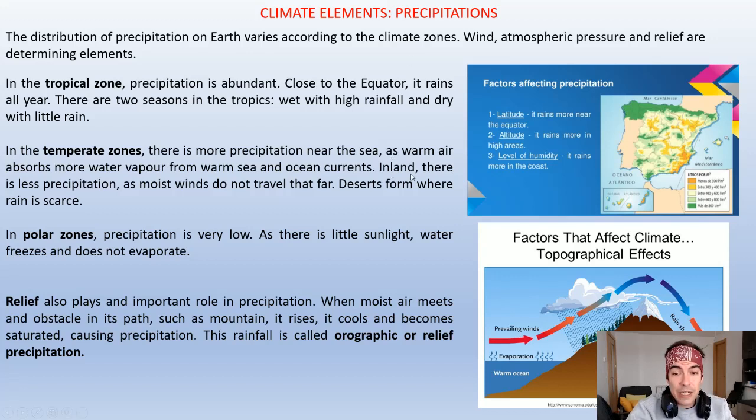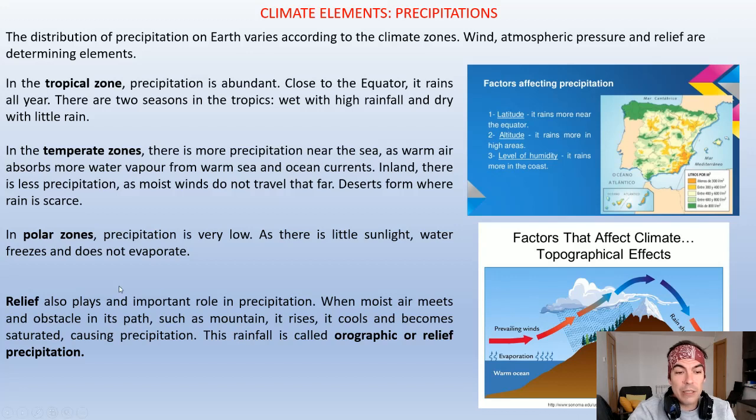And on the other side, inland, further from the sea, there is less precipitation because moist winds do not travel that far. Moist winds means that the wind has humidity, vientos húmedos. And deserts form where rain is scarce, where there is very little rain. For example, in Spain we have an area in the southeast, the zones of Almería and Murcia, el desierto de Tabernas, which are deserts because there is very little rain.